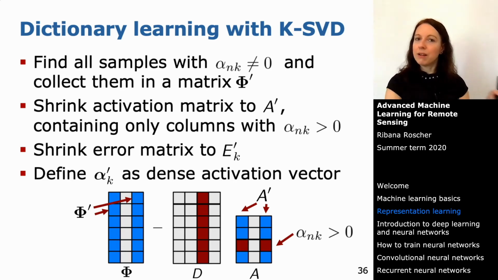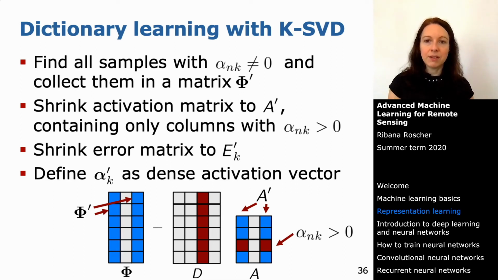And because we do not look at any other elements, if we do an update, we do not perform an update on the sparse elements in the current reconstruction. So in the end, we define this alpha k as a dense activation vector. So everything which is involved is a dense subsystem of the current equations we look at.